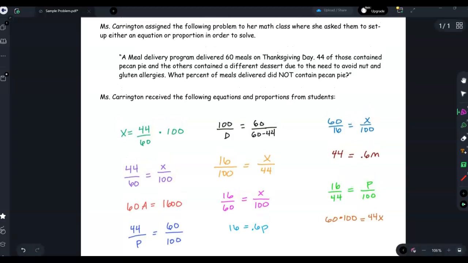Here we have a sample problem. Ms. Carrington assigned this problem to her math class and asked them to set up either an equation or a proportion in order to solve it.